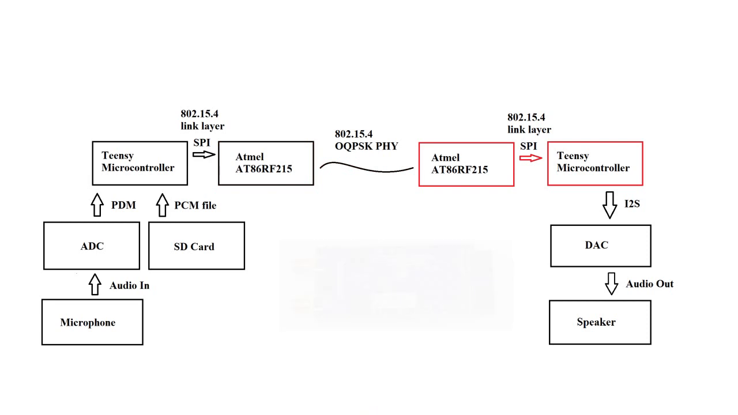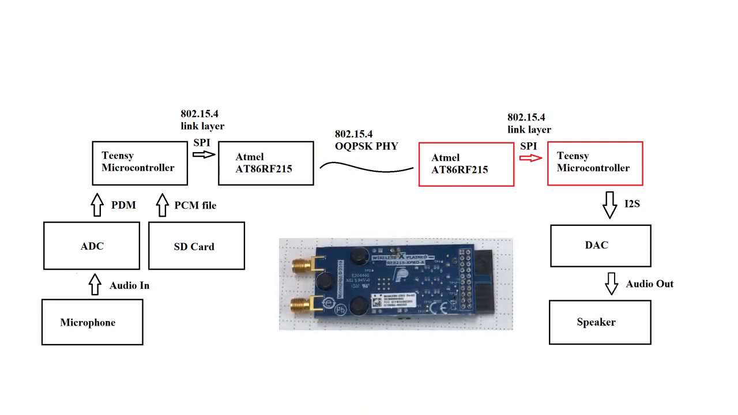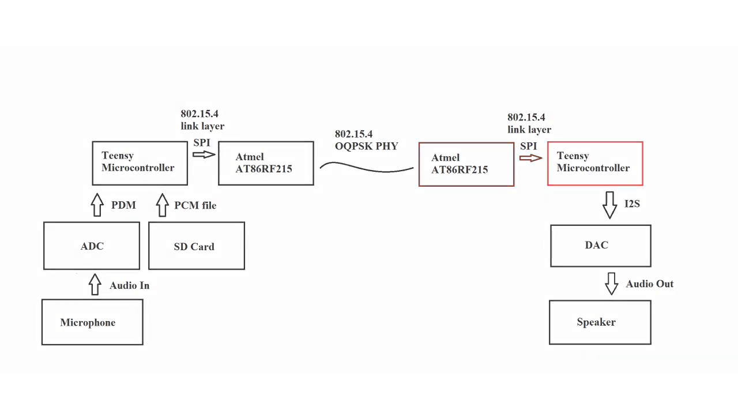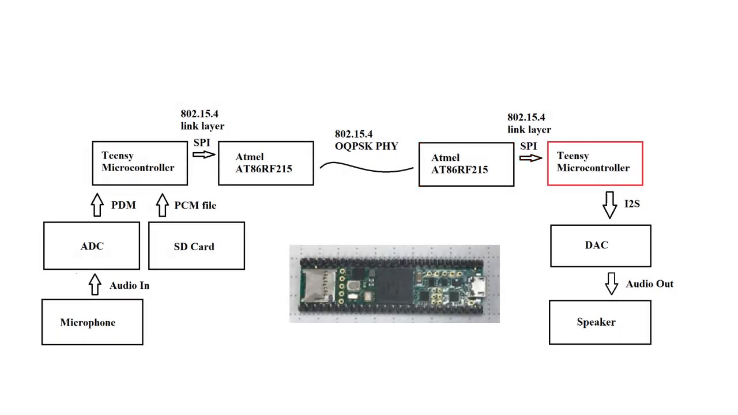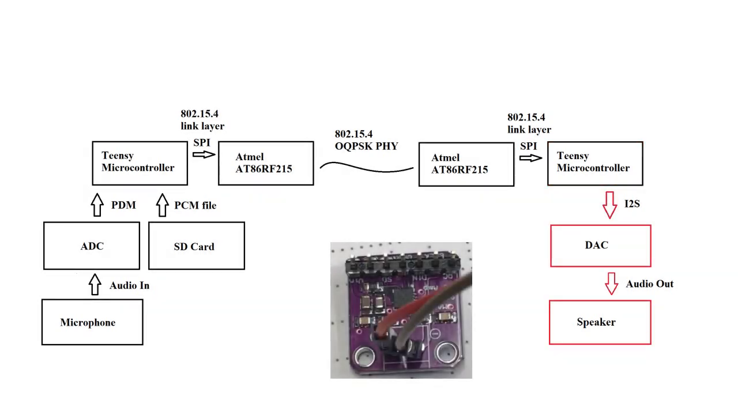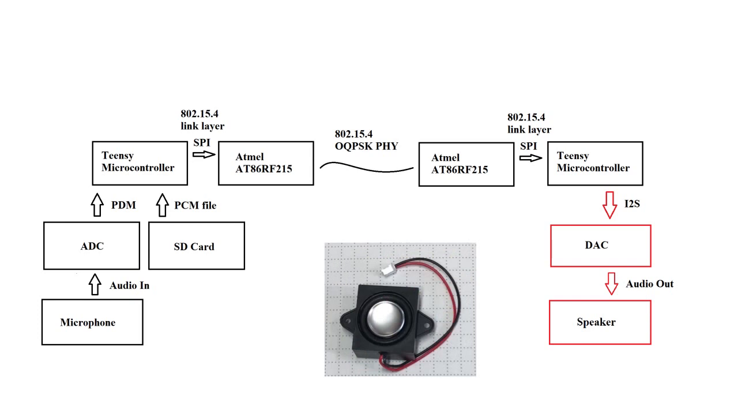The transceiver on the other end then relays the received packet to the Teensy board back over SPI. The Teensy extracts the audio data, decodes it, and then sends it to the digital to analog converter over I2S. The DAC then sends the audio out through the speaker.